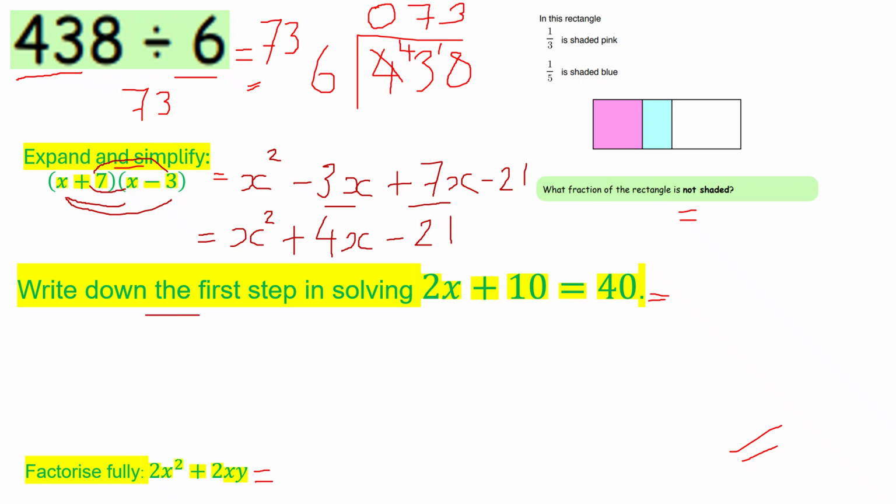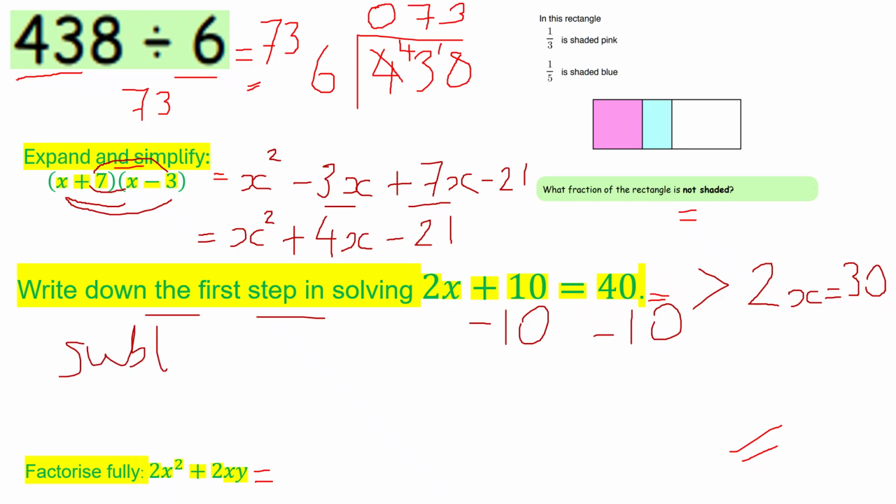Next up, write down the first step in solving 2x plus 10 equals 40. The first step that everyone's going to do is, hopefully, subtract 10 on both sides. So that's going to now go to 2x equals 30. Note, we're not actually asked to solve it, it's asking for the first step. So the first step is to subtract 10 on both sides, or take away 10 on both sides.